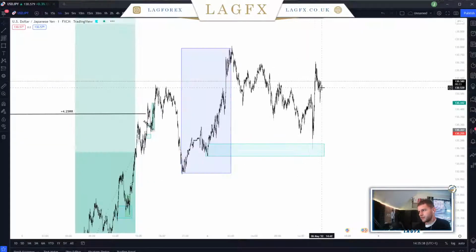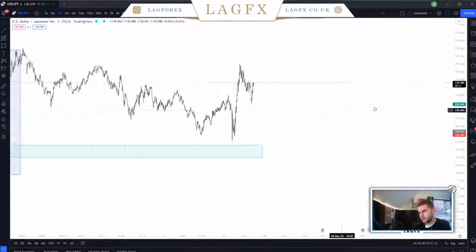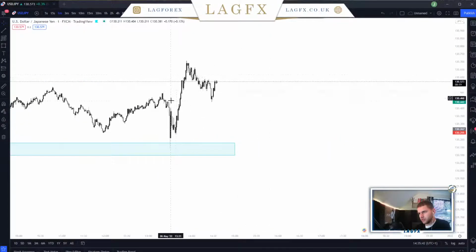So there is that. And it appears that price is likely now going to trade us up to the final target.